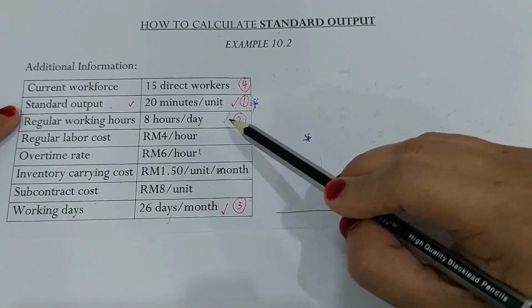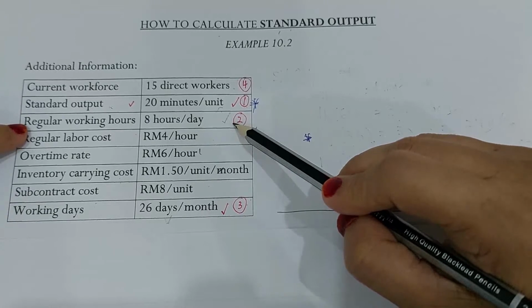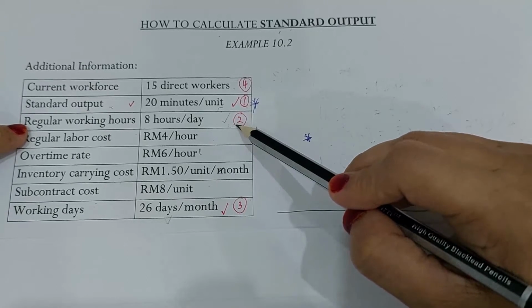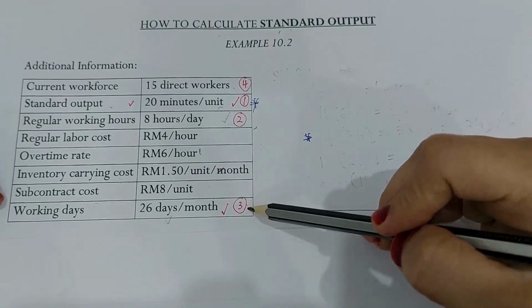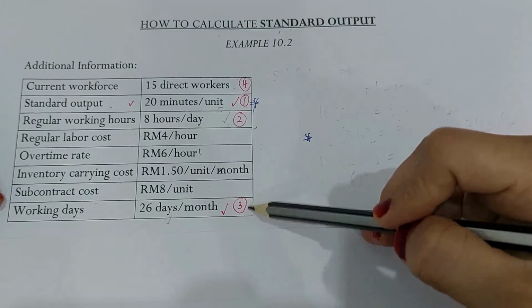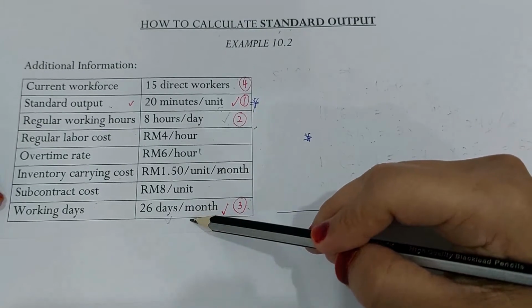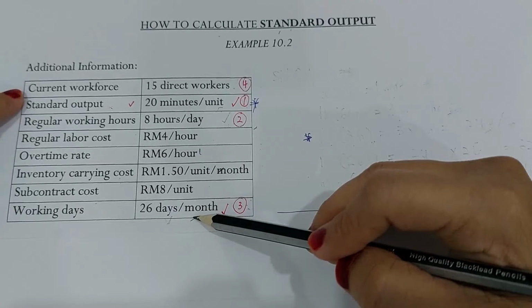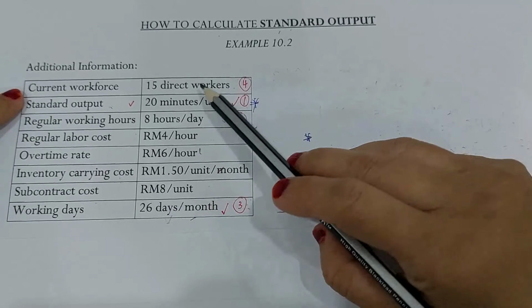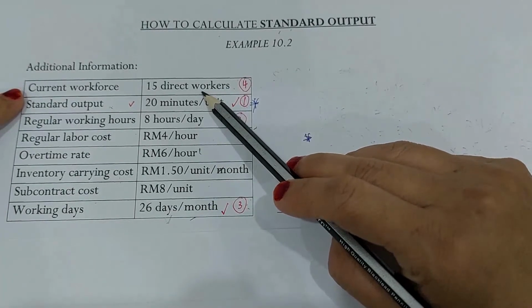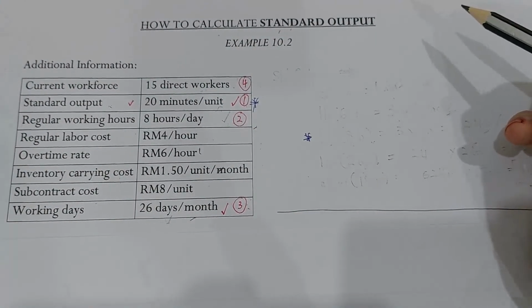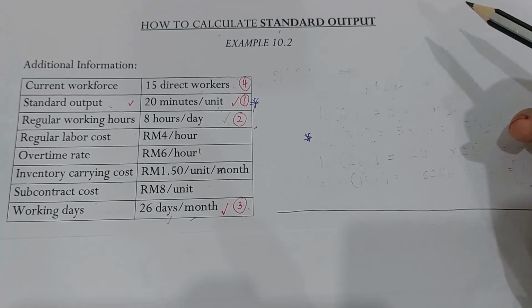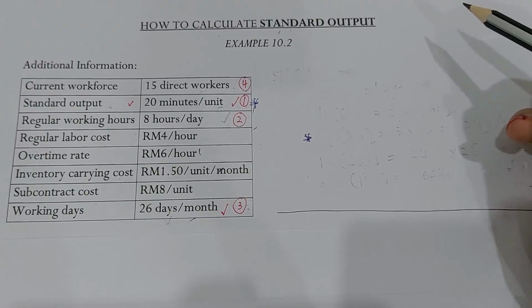The second information is we need to know how many hours the company is working in one day. Okay, that is for standard output calculation. The third information is how many days the company is working in 1 month. Over here it is given 26 days. And finally, how many workers the company has at this moment. So there are 15 workers working in this company. So by using all this information, we can proceed with calculating the standard output. That is how many units the company can produce in 1 month by using all the workers.